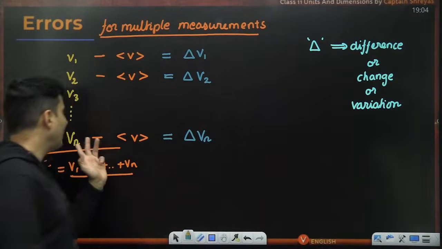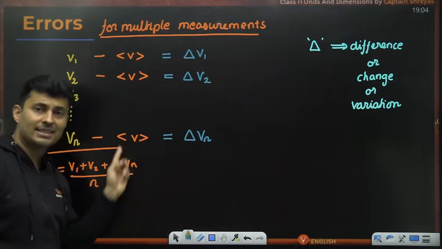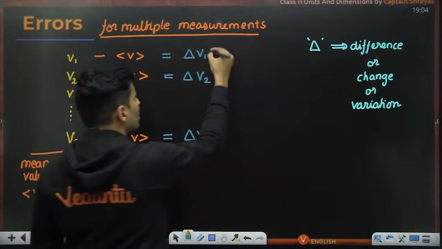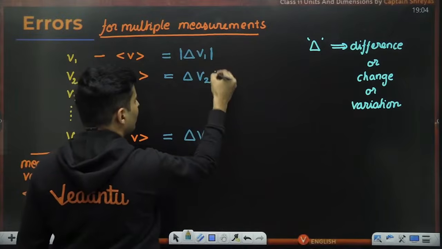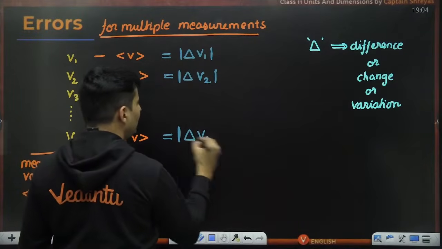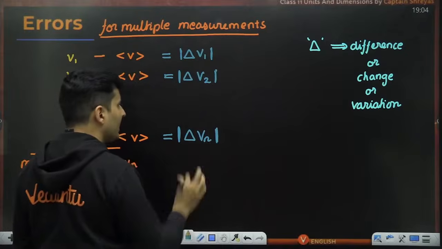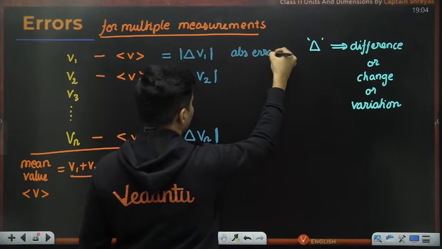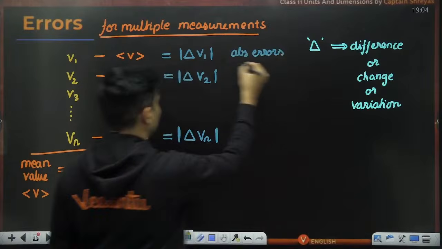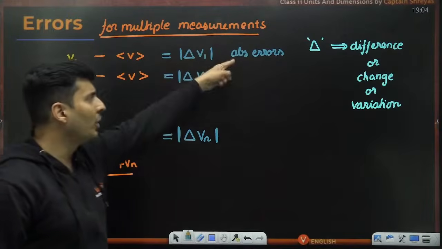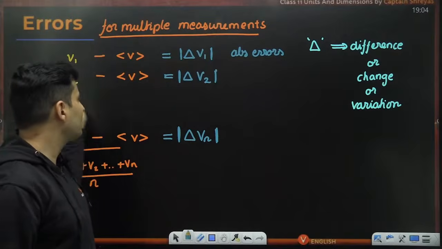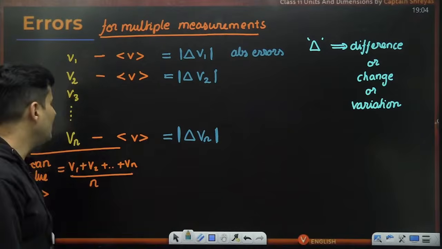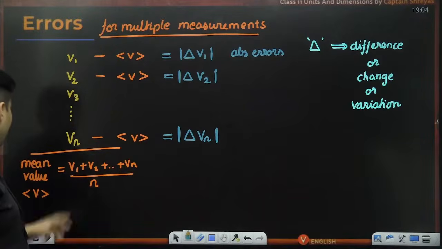But some values might be more, some less than the average value, so these deltas could be positive or negative. That is why we take the modulus, because we don't want the positive and negative sign. These are called absolute errors. Mod, because of that the word absolute has come. Errors mean how much you are differing from the average value which you are expecting.